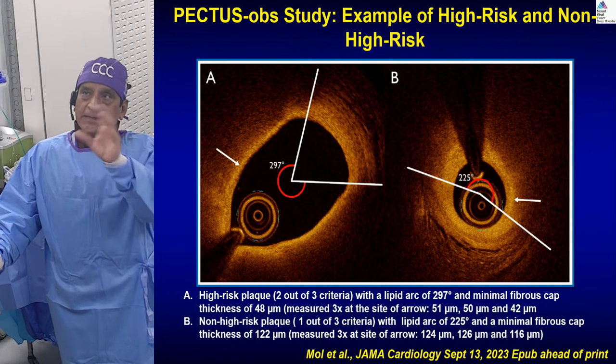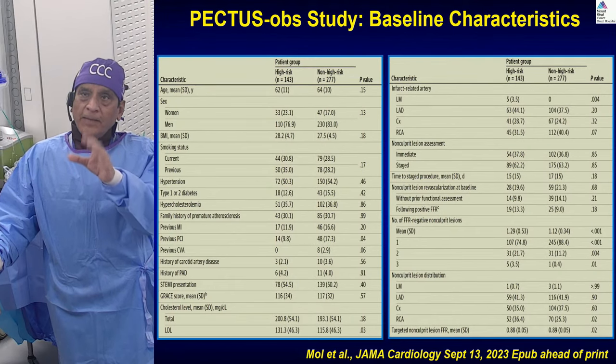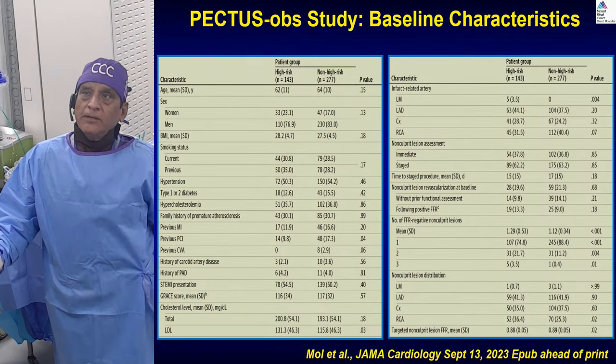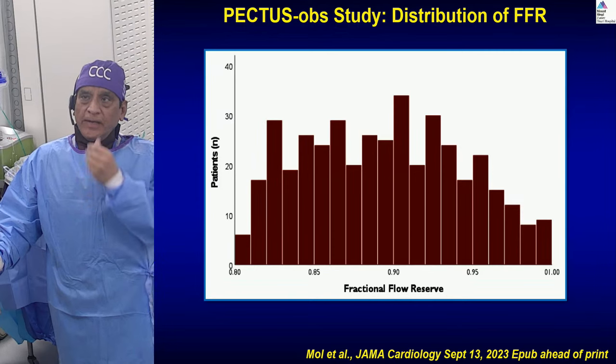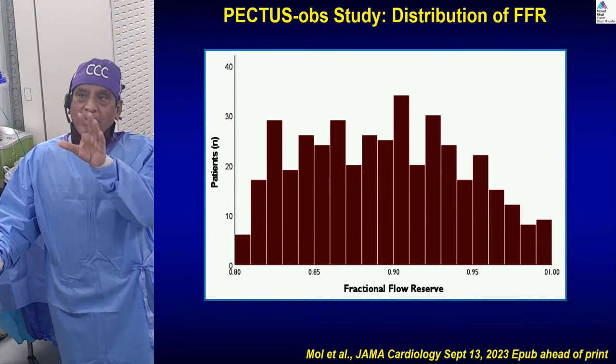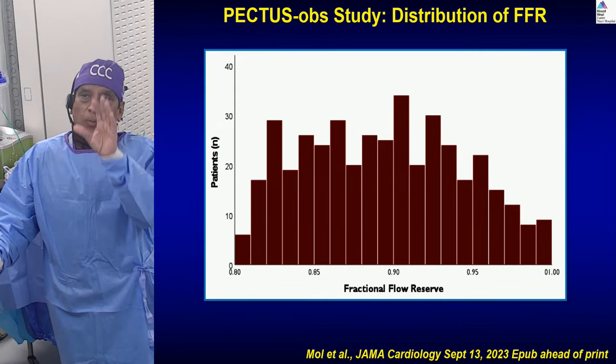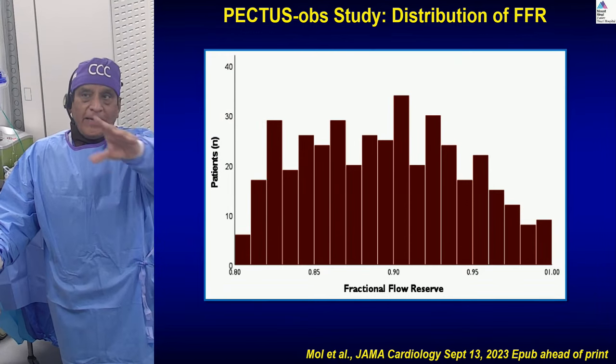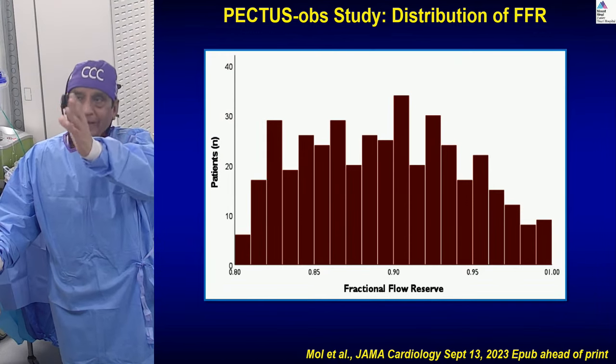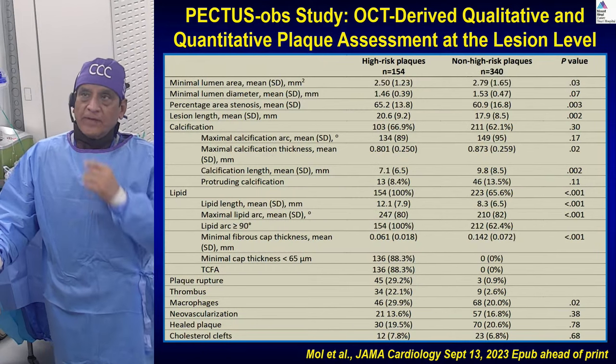So clearly, these are the cases they decided. Based on that, individual endpoints and individual baseline characteristics are shown here. Most of these cases have a median FFR of 0.9. See that? It's not 0.8 or 0.7. The majority of them were 0.9, as you can see from the distribution of the FFR.